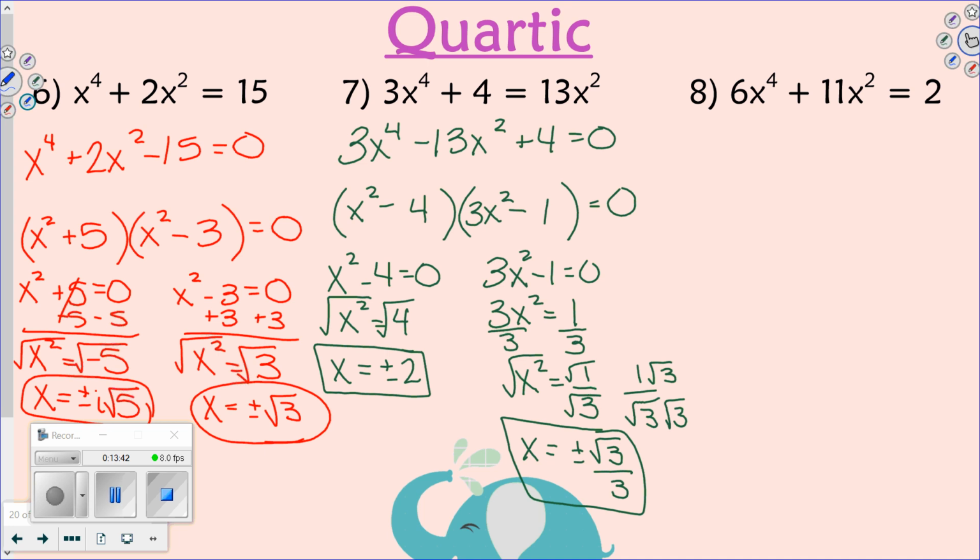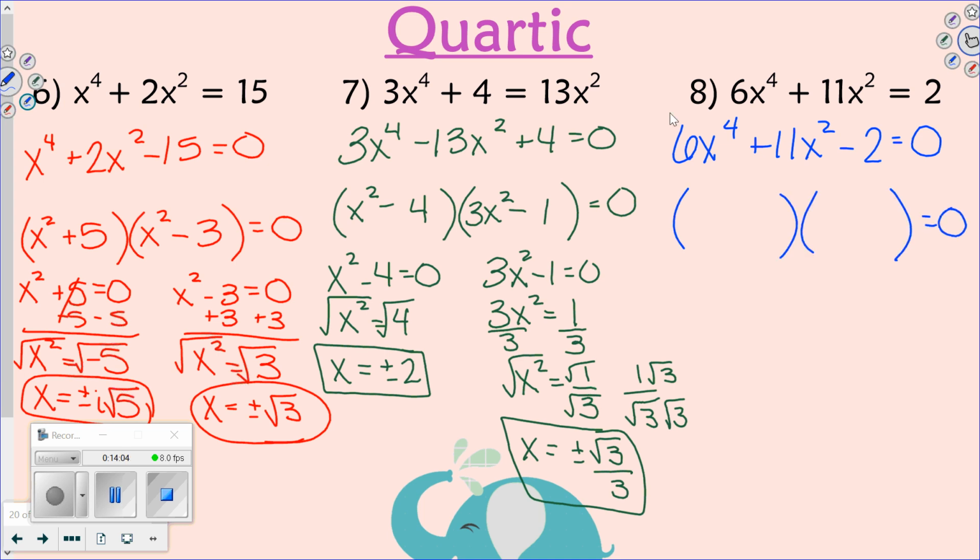All right, guys, why don't you try number 8 on your own? All right, guys, let's go ahead and go through this together. So we set it equal to 0 first. So 6x to the 4th plus 11x squared minus 2 equals 0. Was there a GCF? Nope. So no GCF. Hopefully you looked for it, though. Set up your parentheses. Last one's negative, so they are opposite.